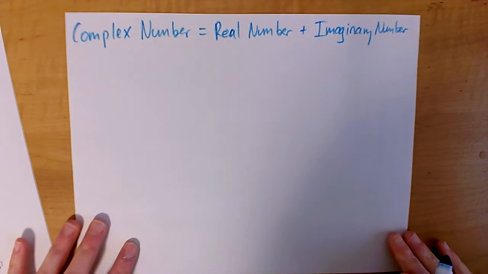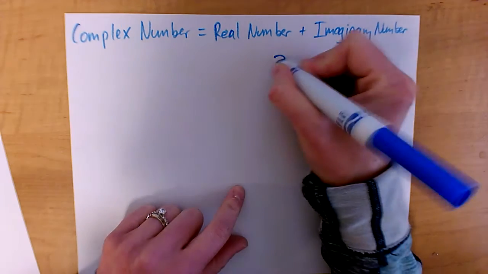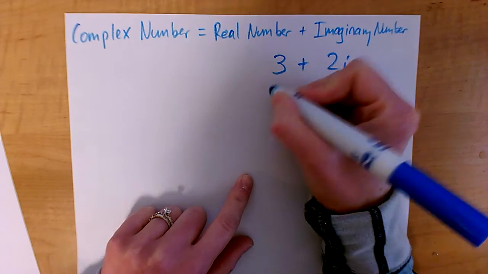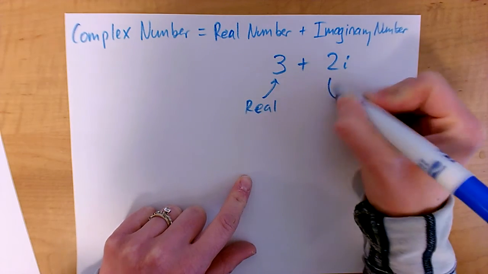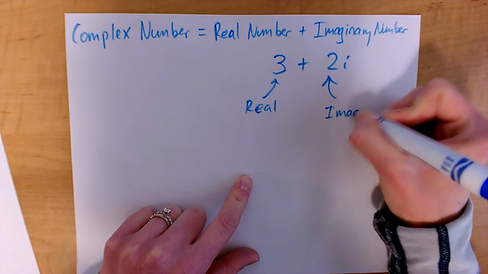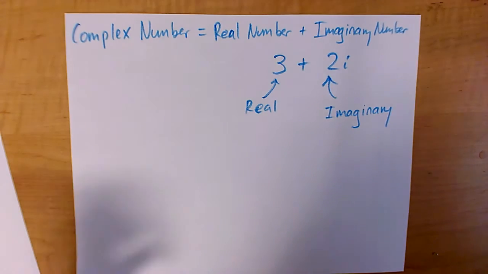Okay, so a complex number is a real number plus an imaginary number. An example might be something like 3 plus 2i, right? So 3 is real, and then 2i, because it has the i attached to it, is imaginary.